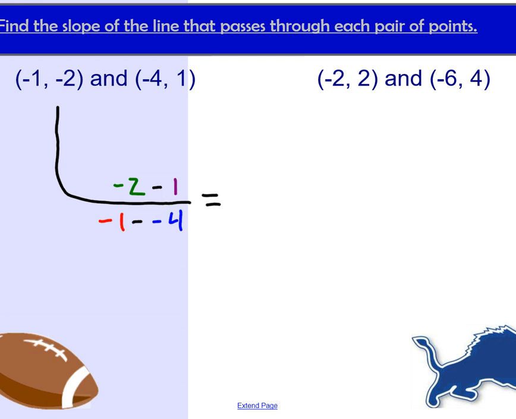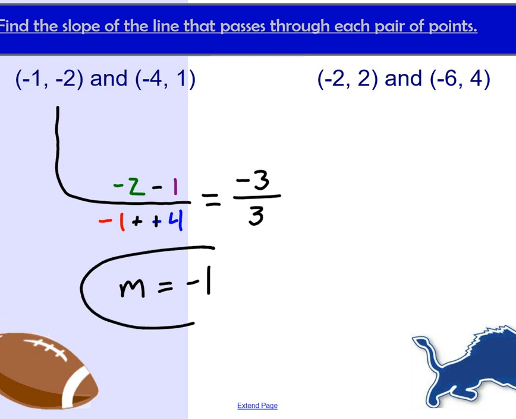So I get negative 2 minus 1 is going to be negative 3. Negative 1 minus a negative 4. That's really like saying plus a positive 4. So negative 1 plus 4 is going to be 3. Negative 3 divided by 3 is negative 1. You'll notice I am putting m equals here. Yes, you do have to put m equals.